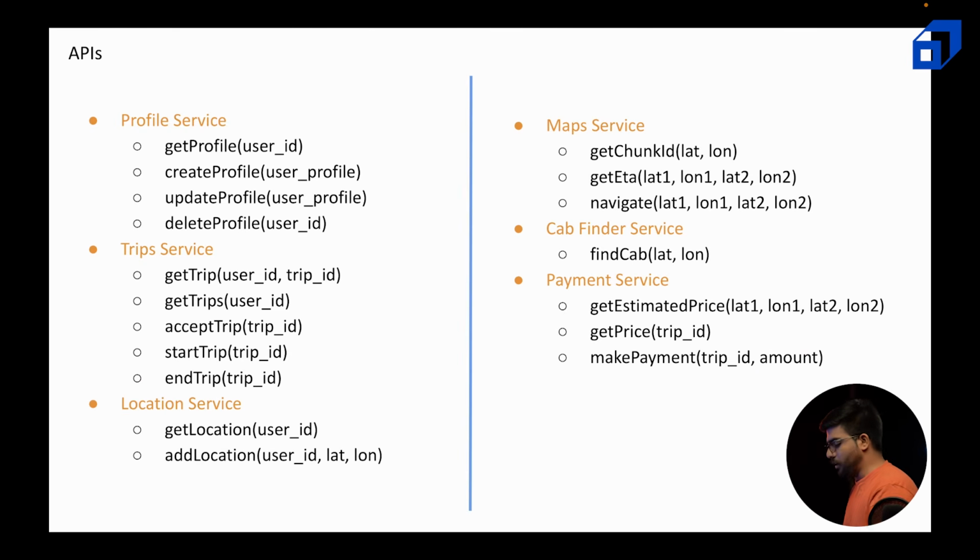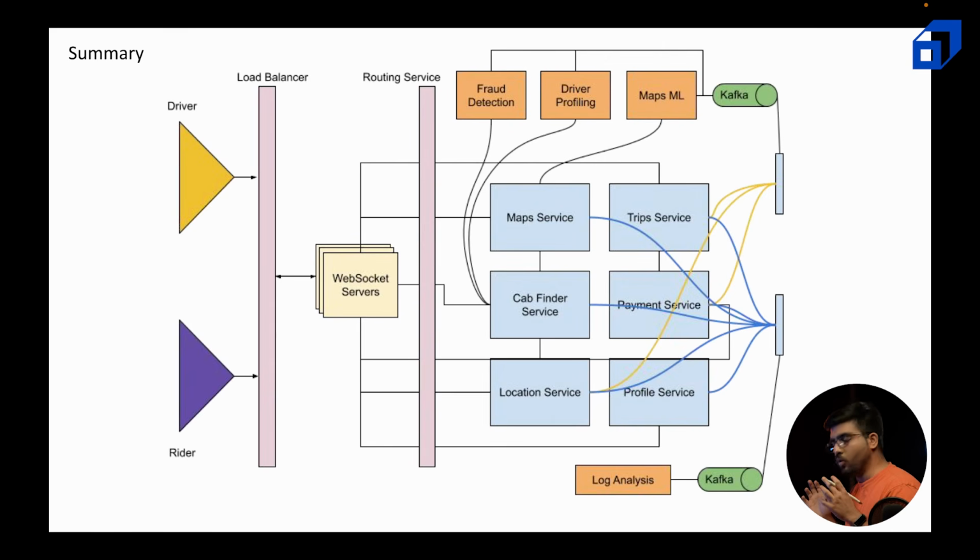So now we covered a lot of topics, a lot of technical concepts which are important for the overall understanding of Uber's system design. So let's just go through them once again. These are the 6 services that we talked about: map service, location service, cab finder service, profile service, payment service and trip service. We know the responsibilities of each of these services.